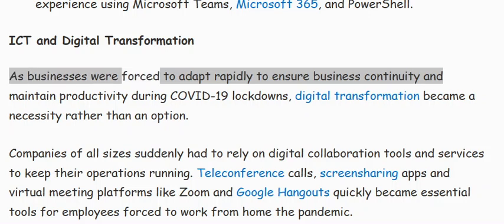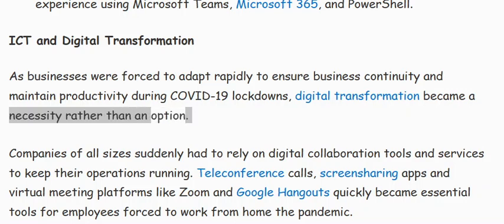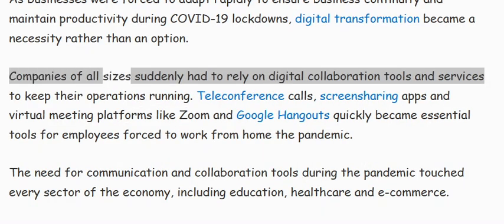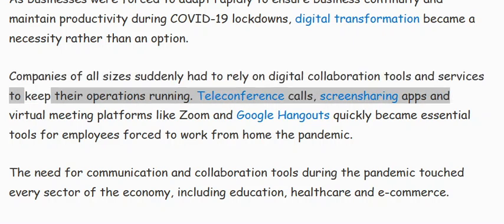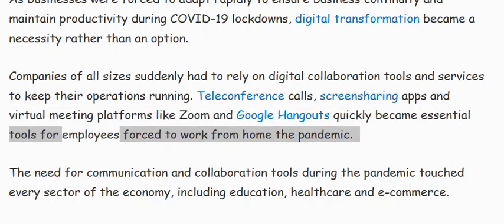As businesses were forced to adapt rapidly to ensure business continuity and maintain productivity during COVID-19 lockdowns, digital transformation became a necessity rather than an option. Companies of all sizes suddenly had to rely on digital collaboration tools and services to keep their operations running. Teleconference calls, screen-sharing apps, and virtual meeting platforms like Zoom and Google Hangouts quickly became essential tools for employees forced to work from home. The pandemic.